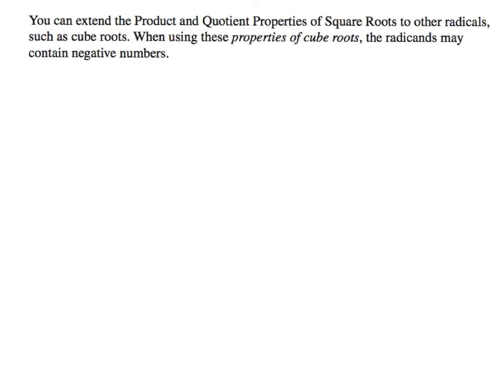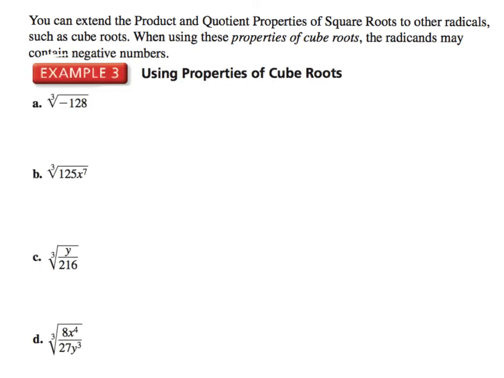You can extend the product and quotient properties of square roots to other radicals such as cube roots. Note that when using these properties of cube roots, the radicands may contain negative numbers, because a negative number times itself 3 times is a negative number. So we now can have negatives. So let's do 4 examples together. A, the cube root of negative 128.